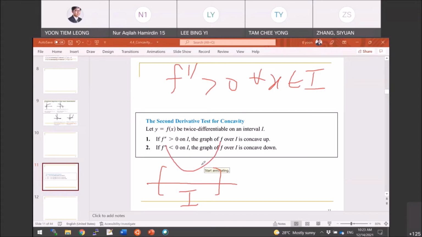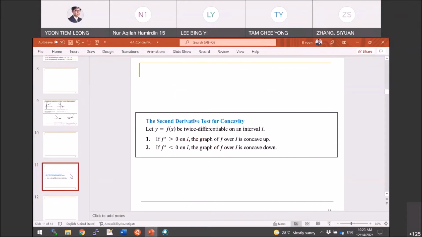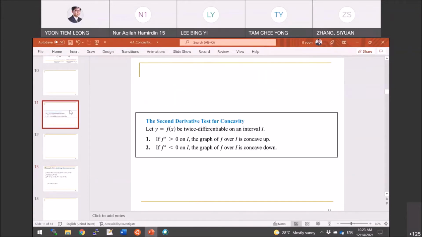If f prime prime is negative within the interval, then the concavity of the graph would be negative, where it must have this kind of shape. So this is a relatively easy way to determine the concavity of a function. Okay, so that is the slide that shows how you check the concavity of a function.